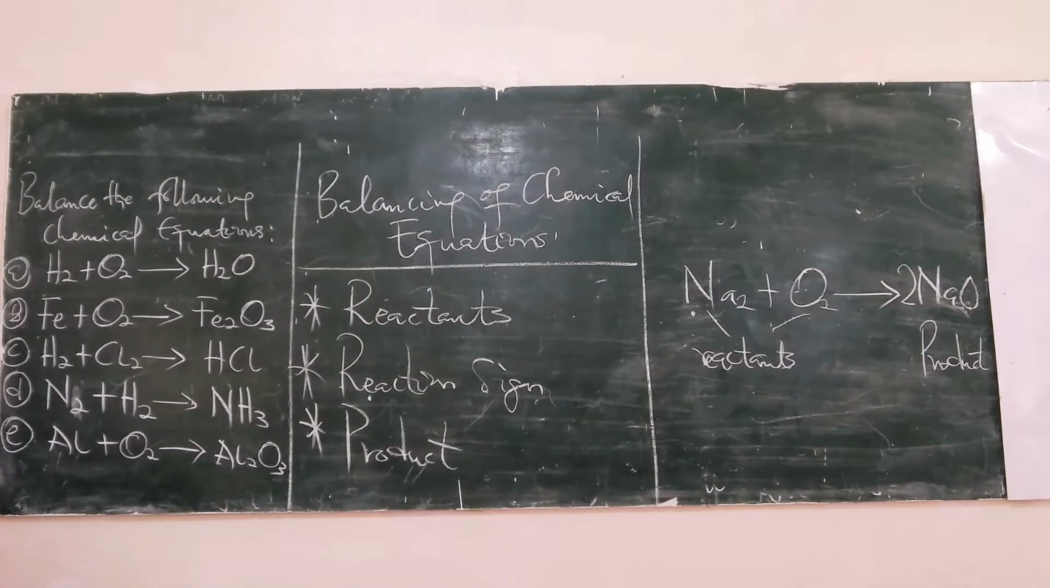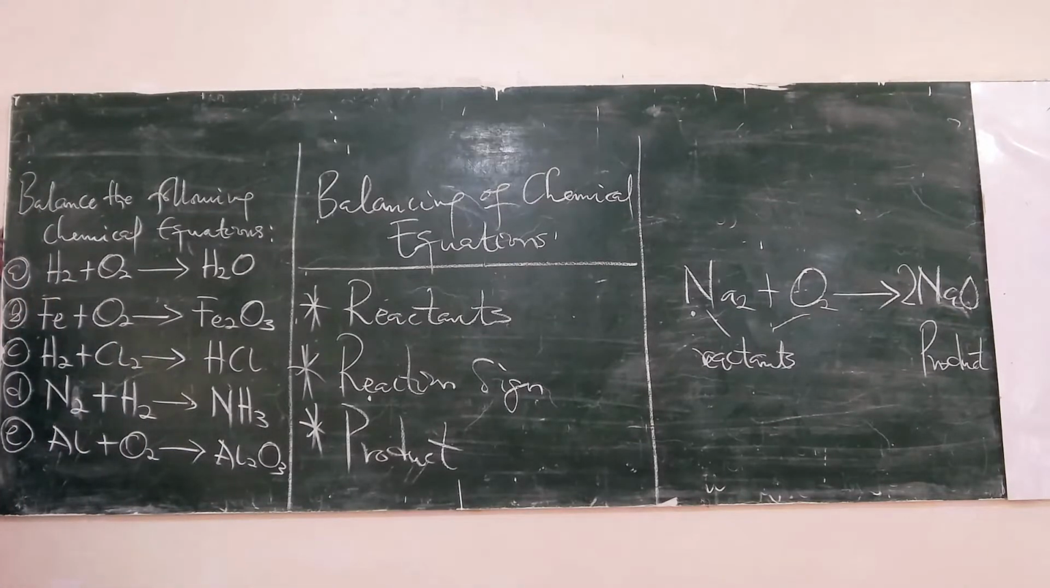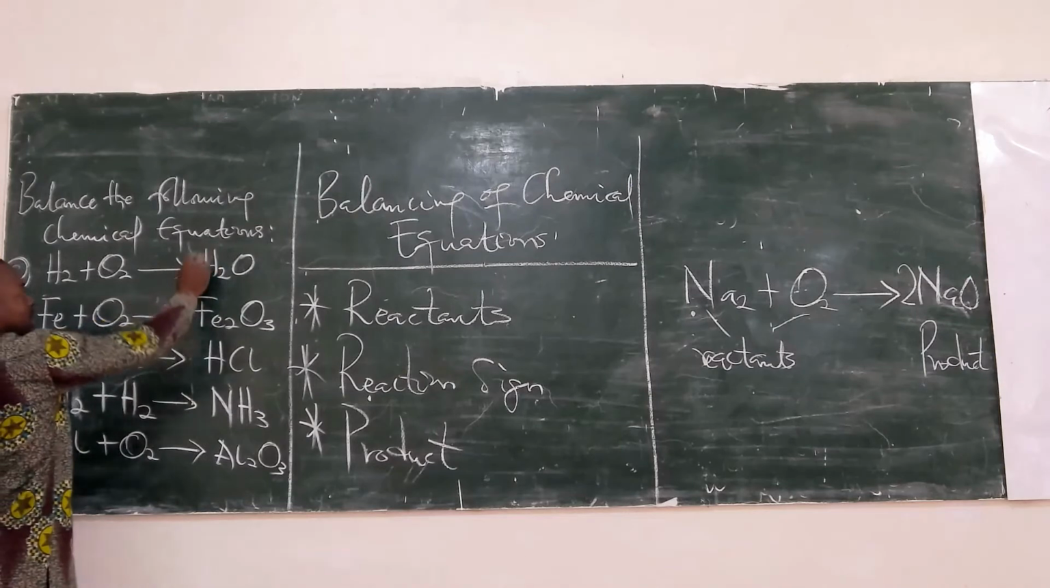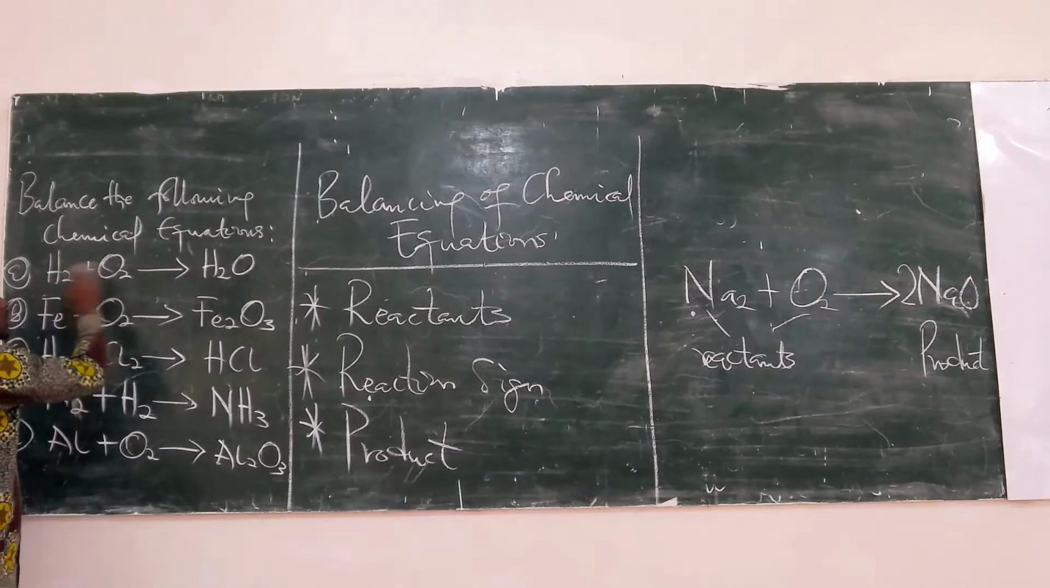Look on the board for our discussion. We said to balance any equation, what is at the reactant side must be equal to the product side. So here, how many hydrogen atoms do we have here? 2. How many hydrogen atoms do we have here? 2. So, if we are to consider the hydrogen atoms, they are balanced.